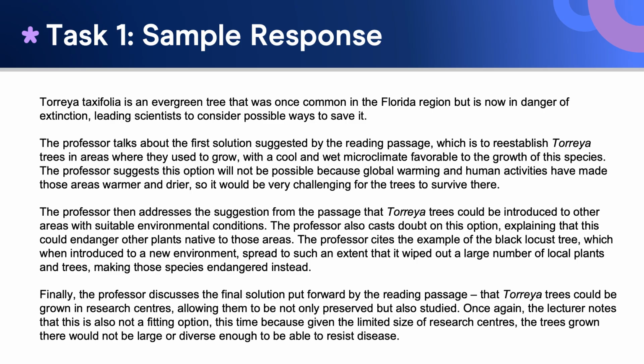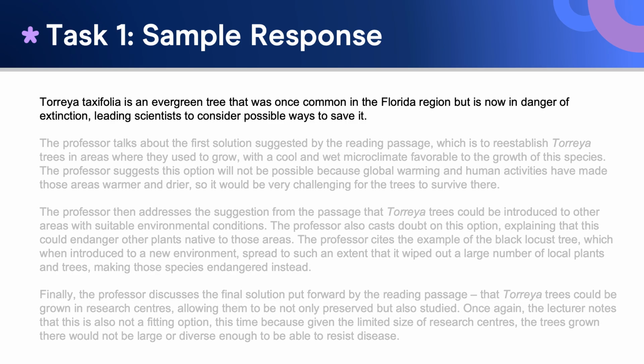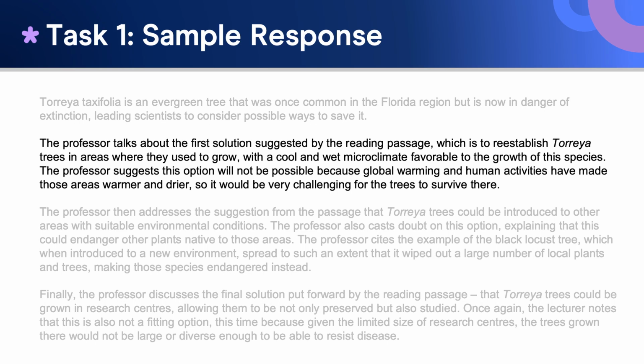Let's read it together. Torreya taxifolia is an evergreen tree that was once common in the Florida region but is now in danger of extinction, leading scientists to consider possible ways to save it. The professor talks about the first solution suggested by the reading passage, which is to reestablish Torreya trees in areas where they used to grow, with a cool and wet microclimate favorable to the growth of this species. The professor suggests this option will not be possible because global warming and human activities have made those areas warmer and drier, so it would be very challenging for the trees to survive there.